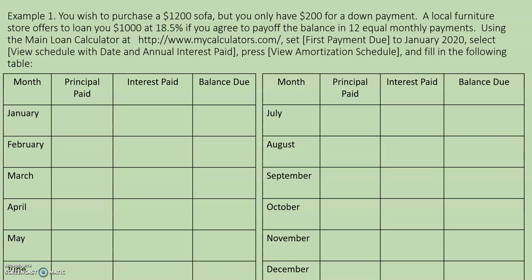set your payment due to January 2020. Select View Schedule with date and annual interest paid. Press View the amortization schedule and fill in the table. Pause the video and complete that task.